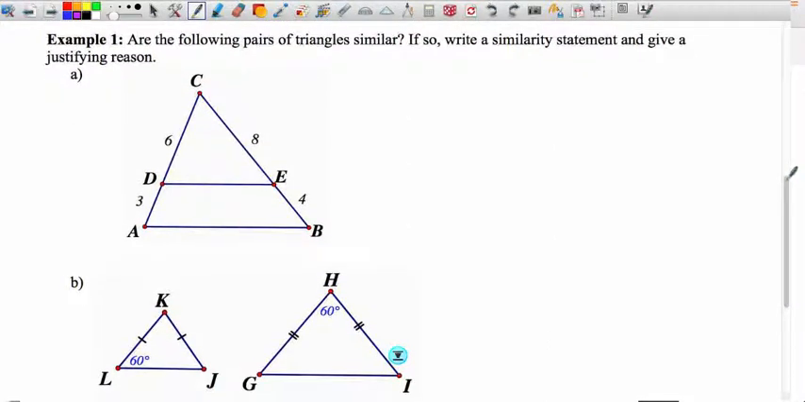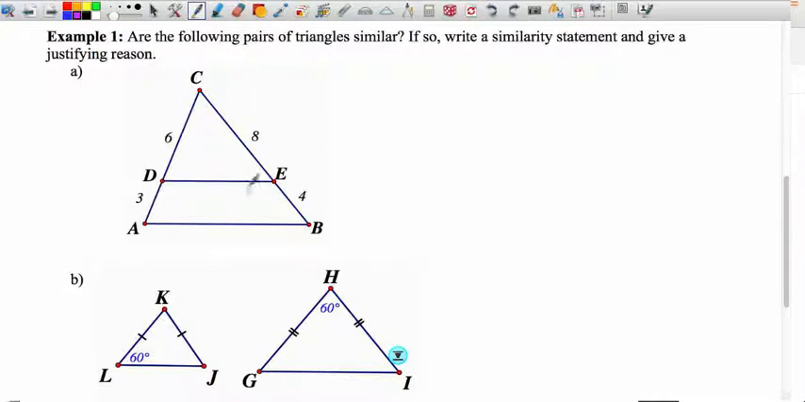So what we're going to do is apply those three theorems in example 1 to determine if the given pairs of triangles are similar or not. The given pairs of triangles are triangle CDE and the larger triangle, triangle CAB. Using the given information on the diagram, we have angle C as a reflexive angle, and what we need to do is investigate whether the ratio of the sides is proportional to determine if we have a side-angle-side similarity.